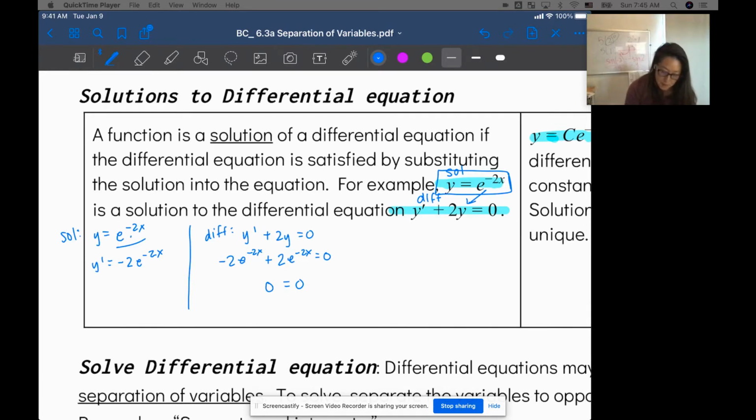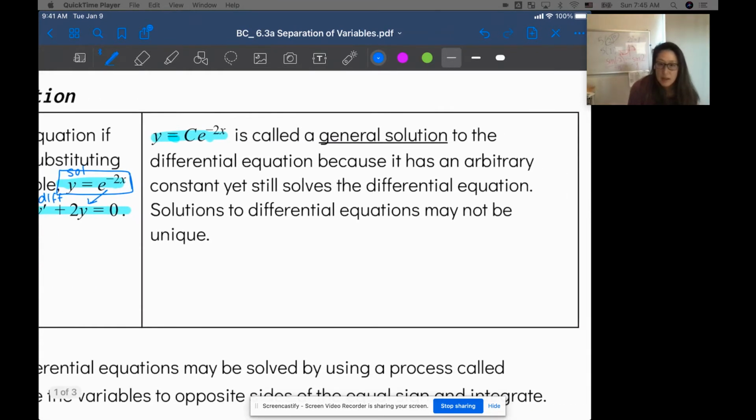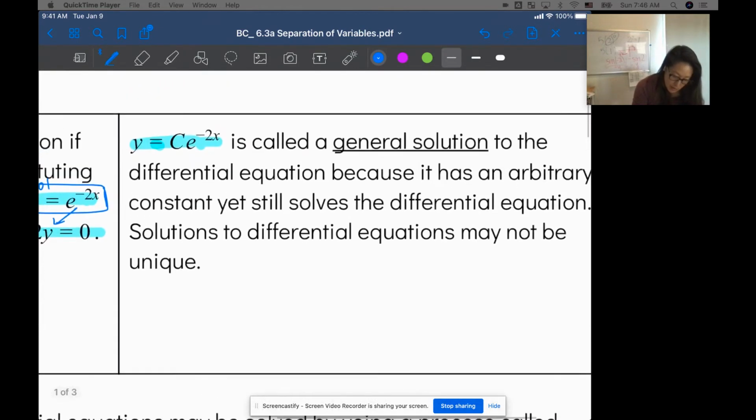A general solution would be if we didn't have a specific C value, so we have some arbitrary constant, this will still work. So if I have my general solution, y equals c times e to the negative 2x, and my differential equation is the same, y prime plus 2y is equal to 0. I'm going to write y prime is equal to c times the negative 2, so negative 2c e to the negative 2x.